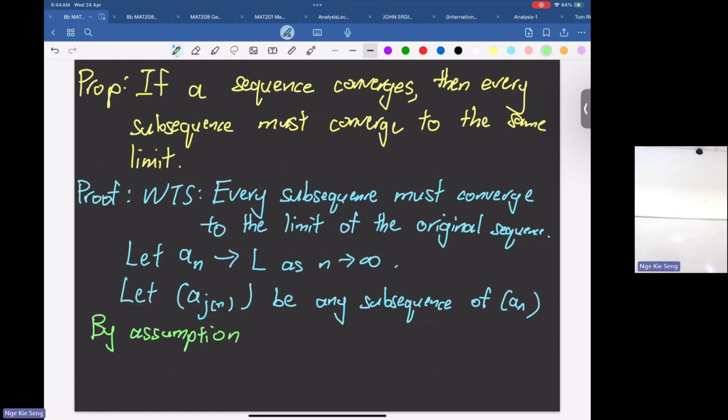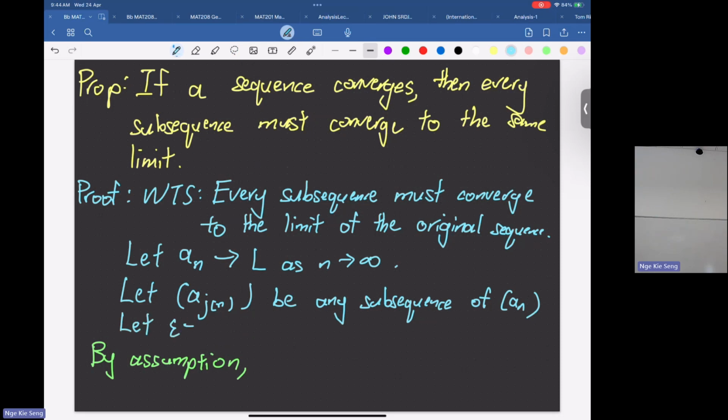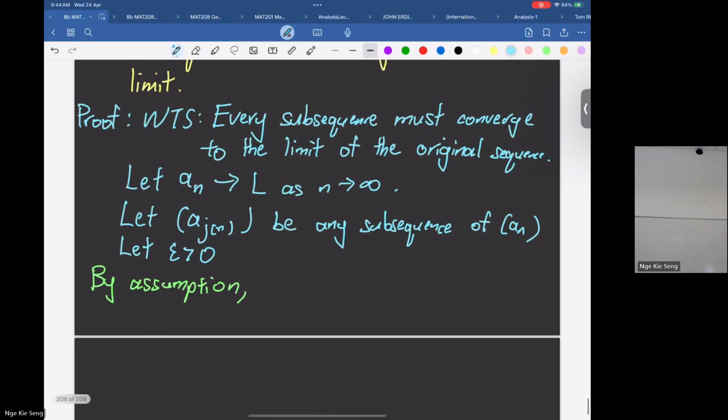We have capital N for An. Good. So let's write down. We need to fix epsilon also, right? So just let epsilon greater than 0 first. Okay.